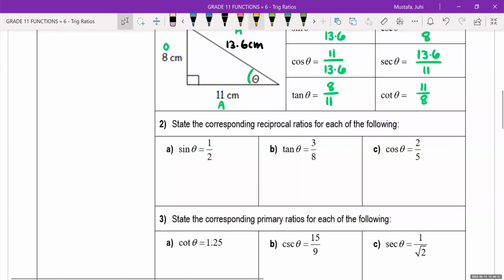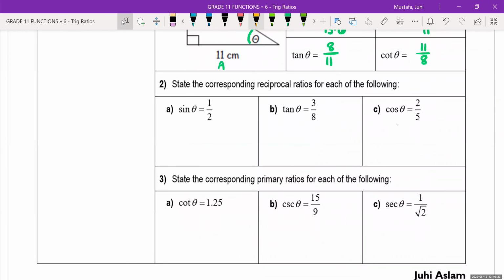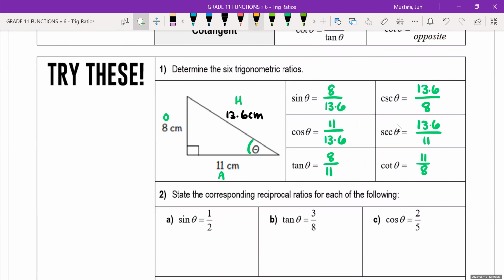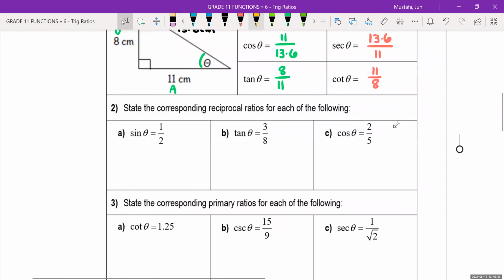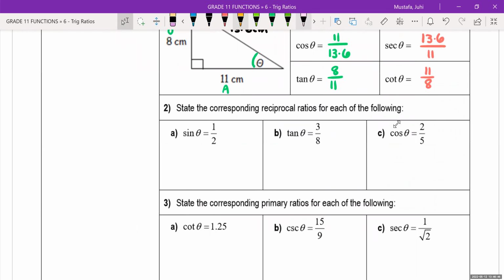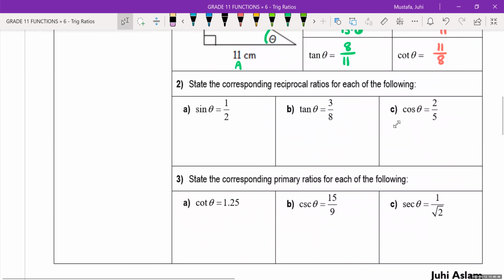All right, question number 2, state the corresponding reciprocal ratios for each of the following. When you've been given ratios and the words sine, cosine, tan, here's how we would solve this question. Sine theta, what is the corresponding secondary trig ratio to sine? Look at the chart. What's beside the sine? I heard it. Yeah, so you're going to write cosecant theta.